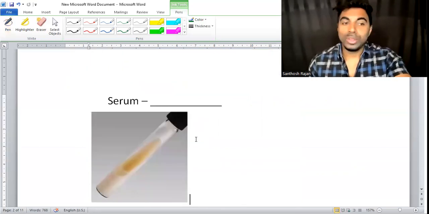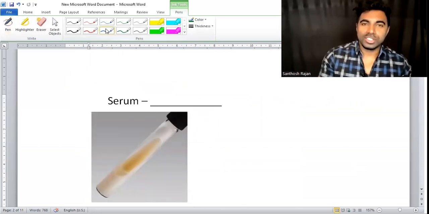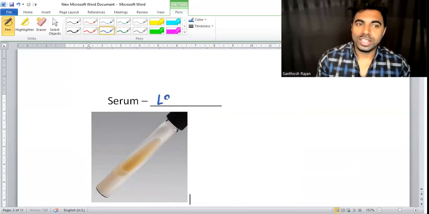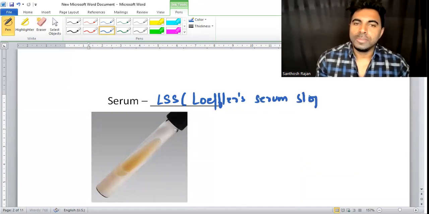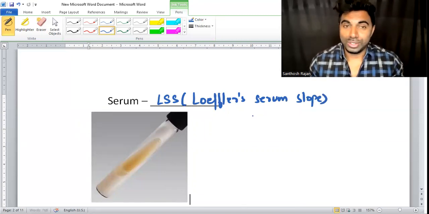Serum. When you talk about serum, what picture comes to your mind? The name itself has a clue. That is Loeffler's serum slope, LSS. Loeffler, L-O-E-F-F-L-E-R, Loeffler's serum slope. Okay, please remember, this is an enriched media. But also, we have a special media for... Okay, but by the way, where is it used?